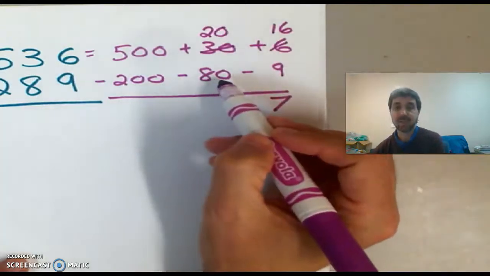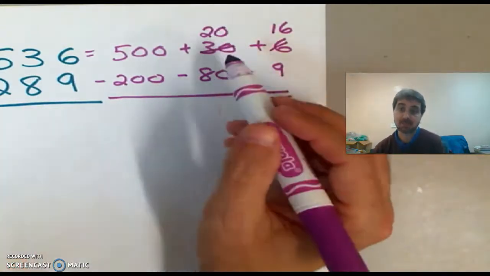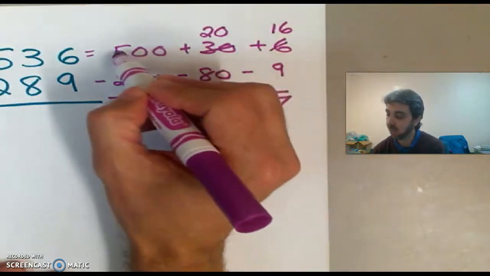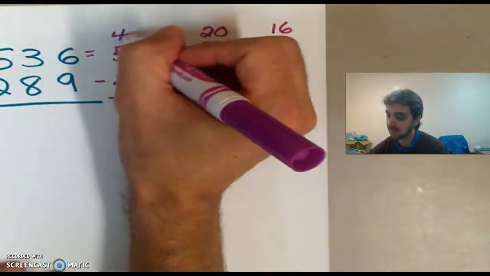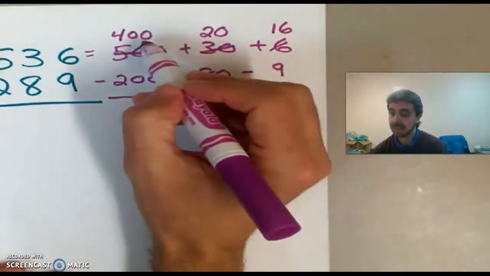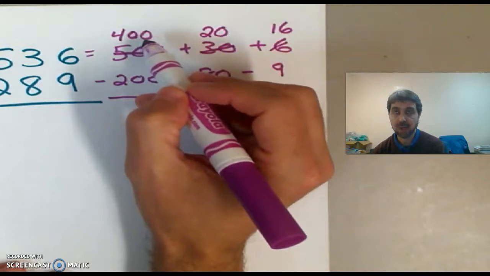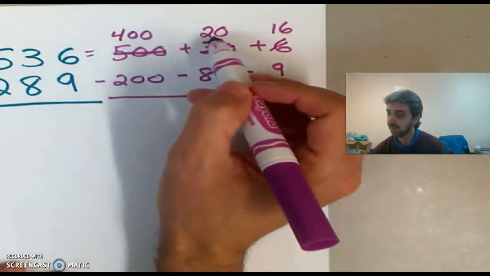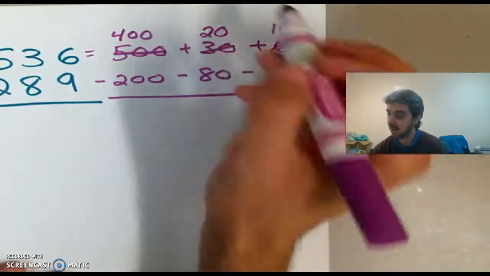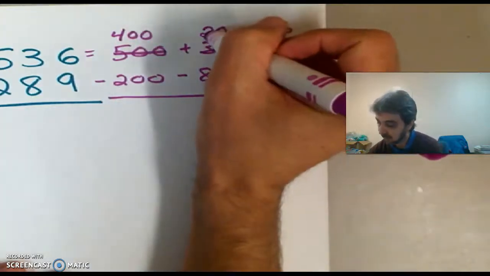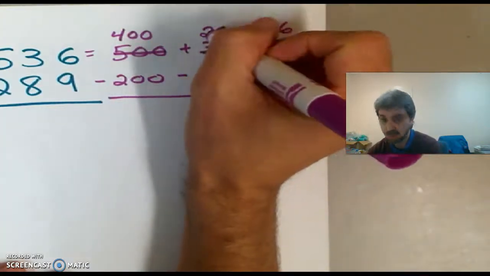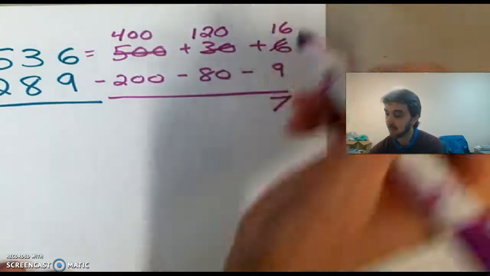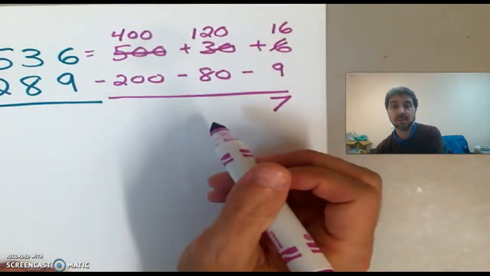All right, so over here I can't take away 80 from 20. I don't have enough, right? But if I go over here and take one of these hundreds, and if I turn that 100 into 10 tens, I can give the 10 tens over here. So now I'm going to make this 20 into 120, because 10 tens is 100.